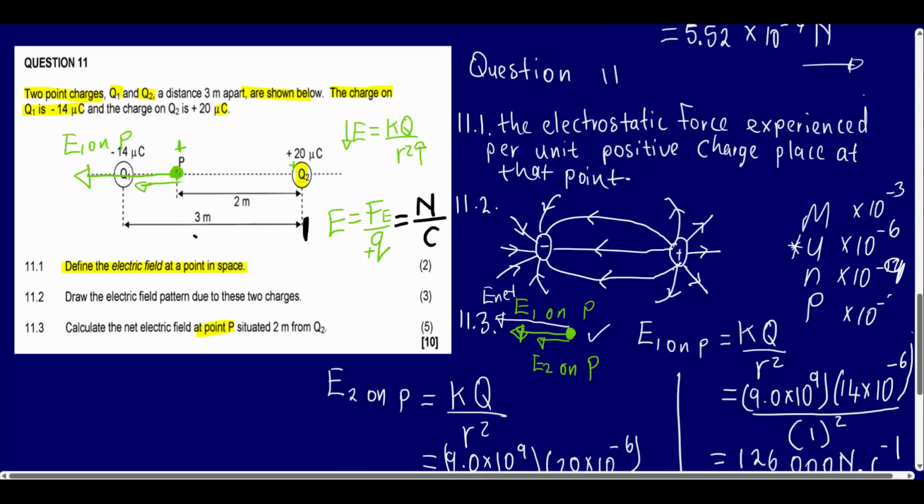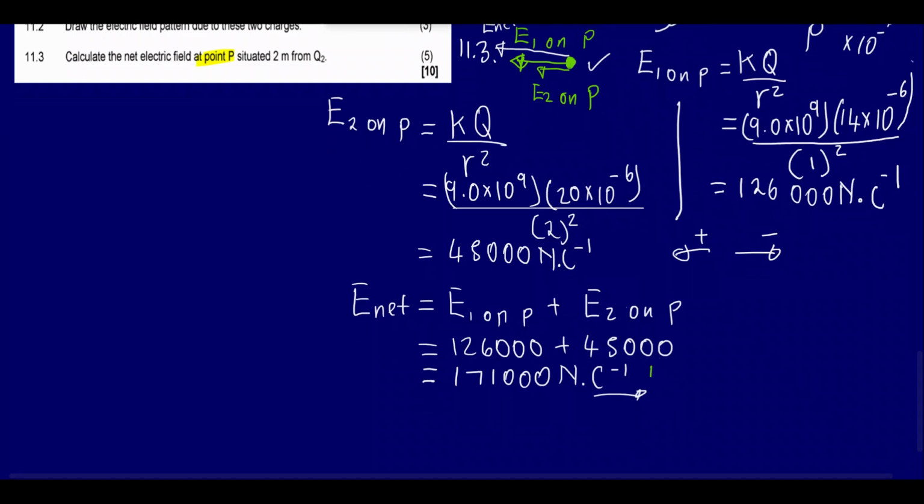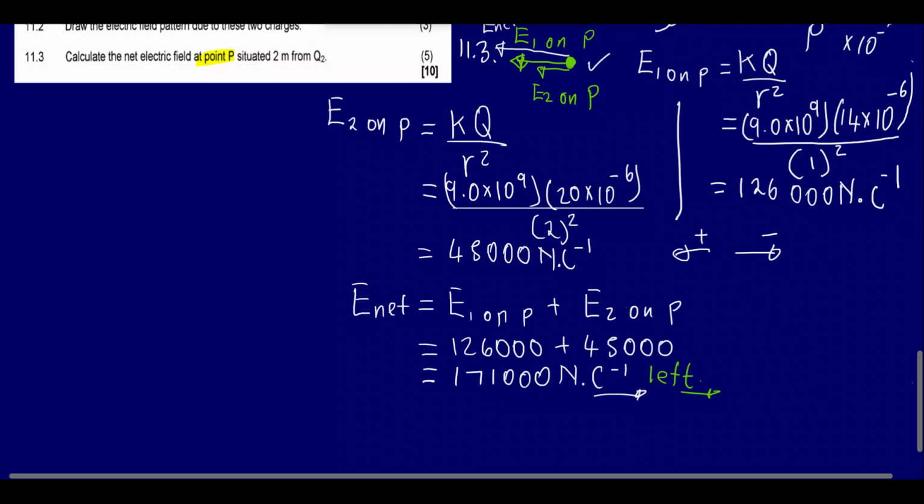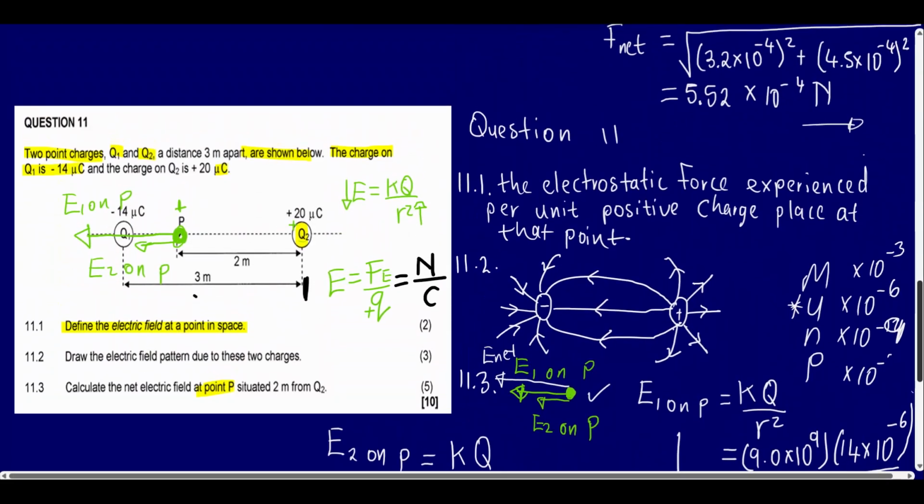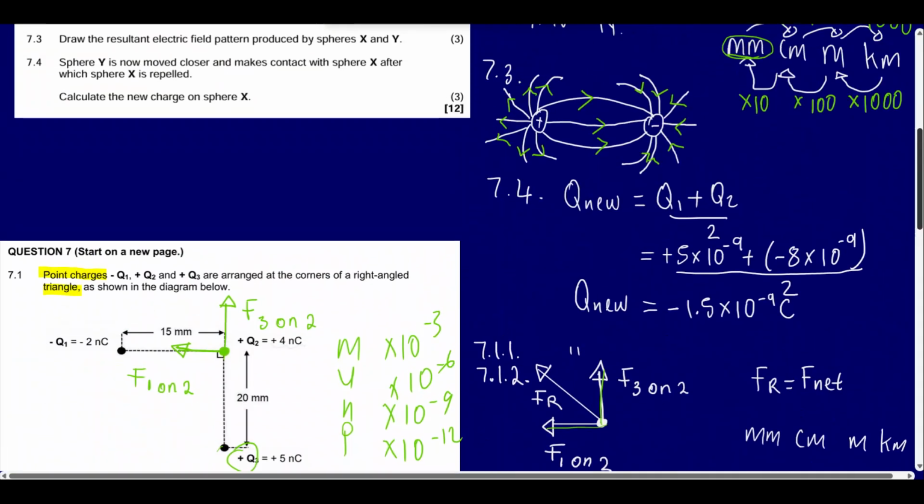Because it sees a positive, right? So we can specify that this is E1 on P and this is E2 on P. That's how we draw the vector diagram or the free body diagram. We imagine ourselves as the charge and take a look at the possible directions that we will go into, right? And as a result, the E net would be going to the left, right? If they ask for direction next time, we can specify it.